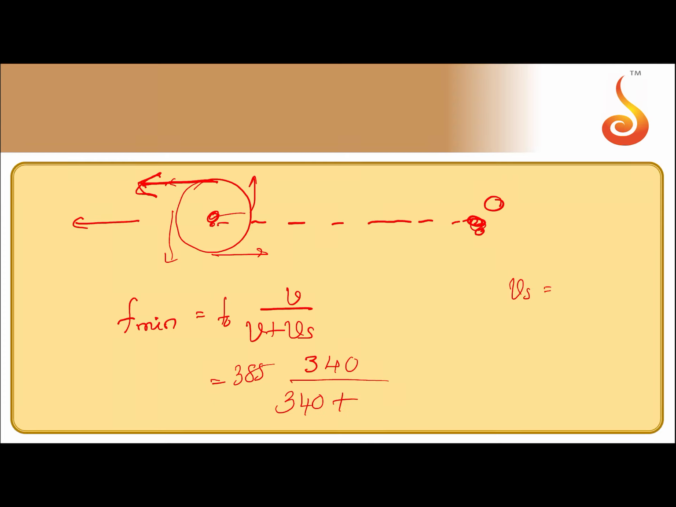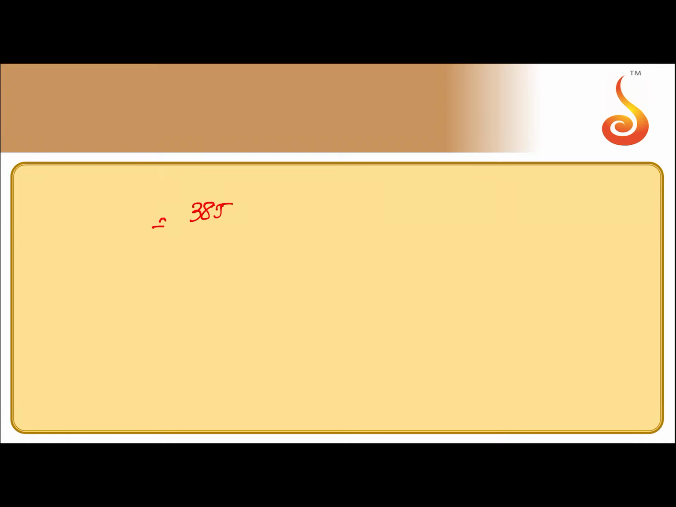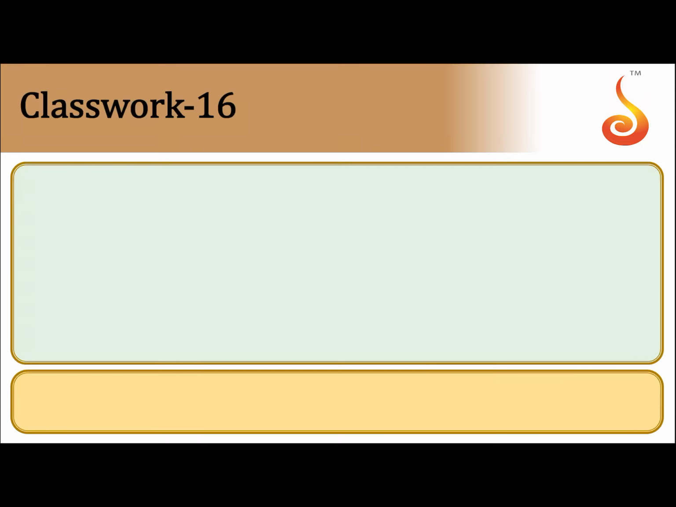Speed of the source can be written as a omega, since it is traveling in a circle where a is this distance, or r omega you can write. So this is nothing but half into omega, which is 20, therefore this is 10. So we have 340 plus 10, that is 385 into 340 divided by 350, and it simplifies to 374 hertz. So the minimum frequency recorded by the observer is 374 hertz.